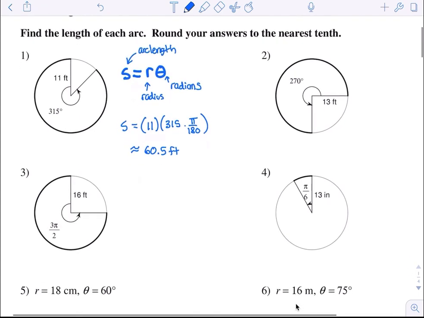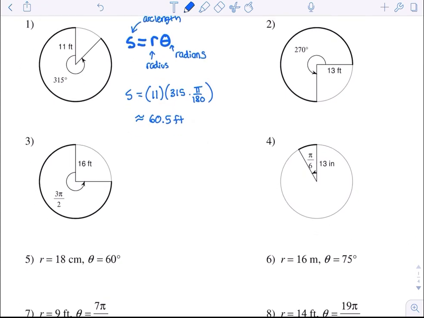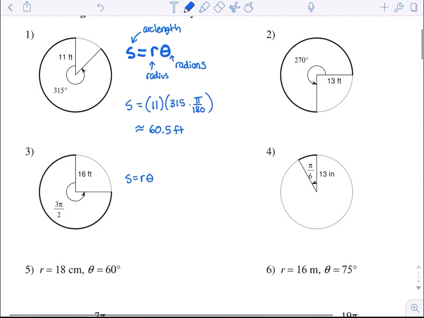Alright, number 3. For number 3, S is equal to R times theta. Now the radius is 16. Do you notice how the theta in this problem is 3 pi over 2? Since that's already in radians, we don't need to make a conversion. So put this into your calculator: 16 times 3 times pi, all divided by 2. And you're going to get 75.4 feet.